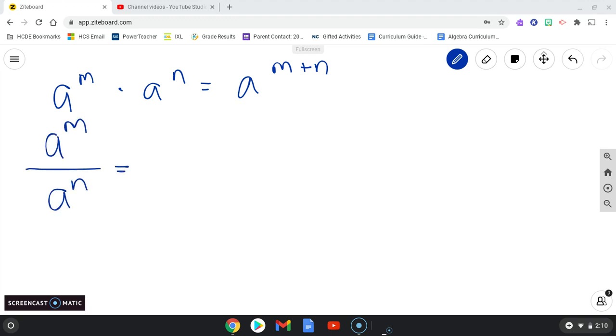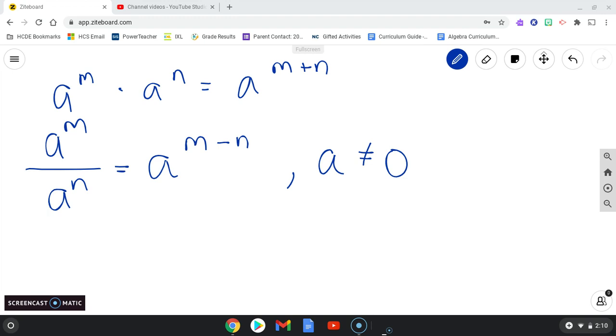So let's first start with the product property, where we're multiplying exponential terms that have the same base. We can add their exponents. And that's called the product property because product means to multiply. Then we have the quotient property, a to the m divided by a to the n, means we can do a to the m minus n, and remember that a cannot equal zero. So there's the product property, and then there's the quotient property.